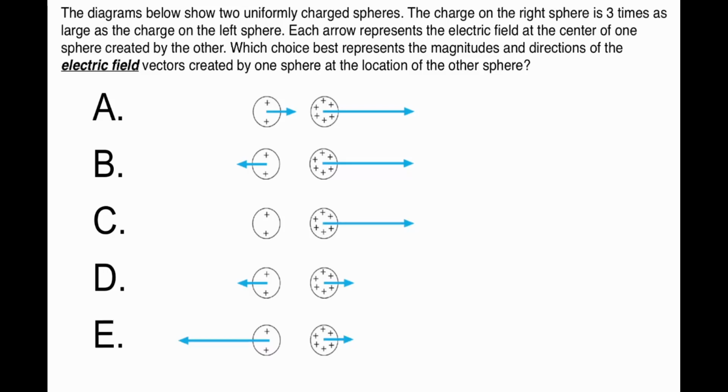And if the charges were negative, what would happen to the direction of those vectors? They'd turn around. So negatively charged things, which way does the electric field go? Inwards, towards the charge, right? Positive, away or outwards. Negative, inwards or towards.